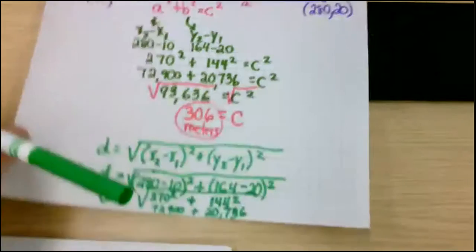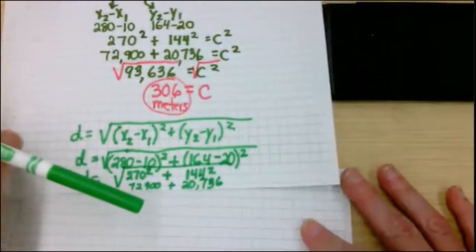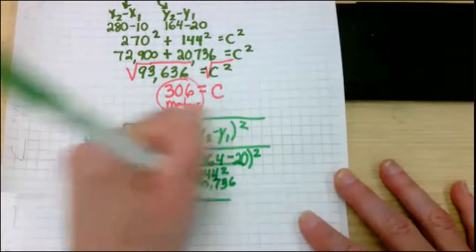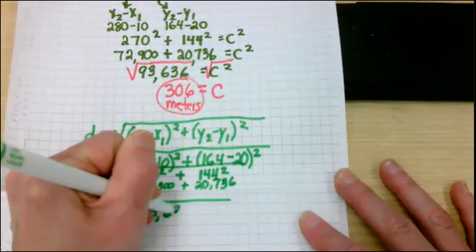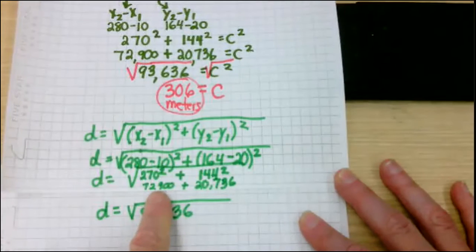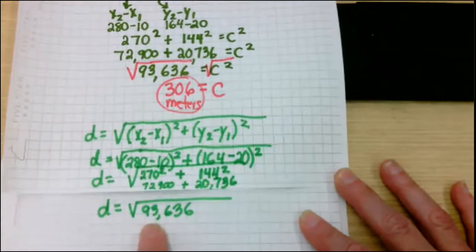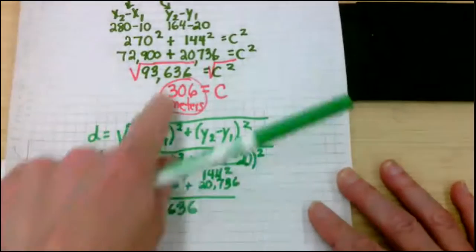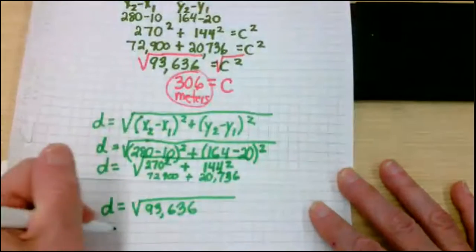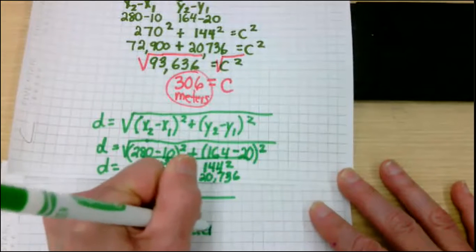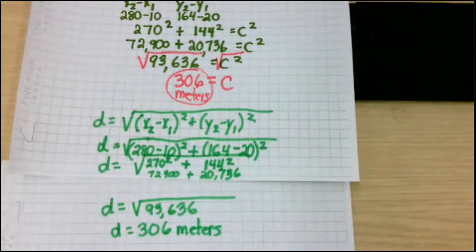And I know I'm getting small here with my numbers. See if I can put this underneath to get a little bit more room. And then we add that up. So now D is equal to the square root of 93,636, because 72,900 plus 20,736 is 93,636. Then we take the square root of that, which we did up here, and we get D is equal to 306. So the distance is equal to 306 meters. So you're doing exactly the same thing with the distance formula as you are doing with the Pythagorean theorem. So you need to know both.